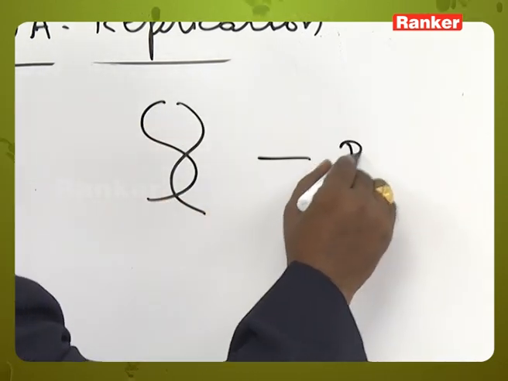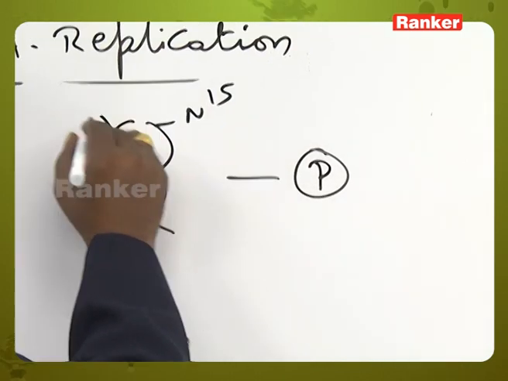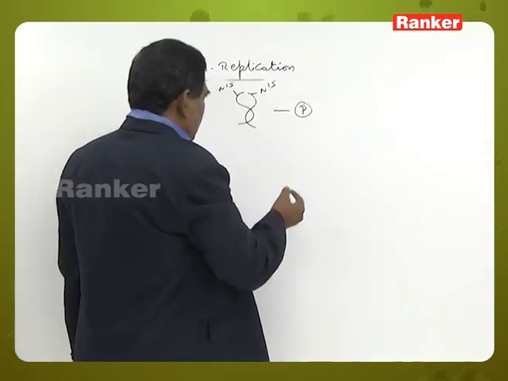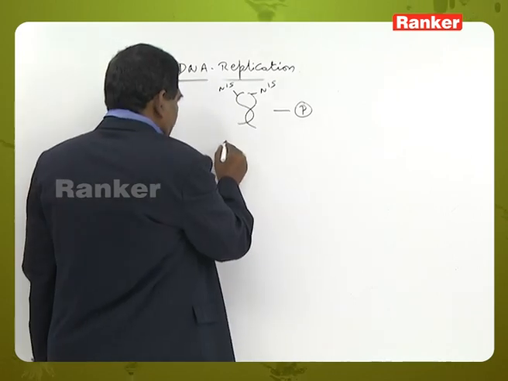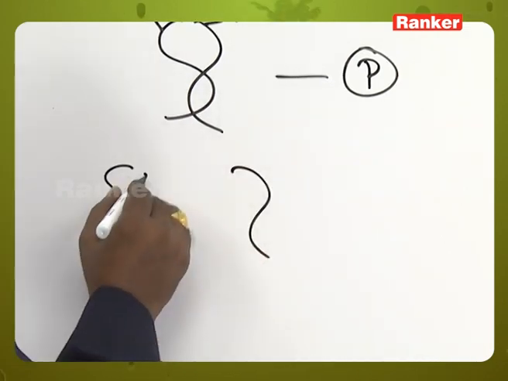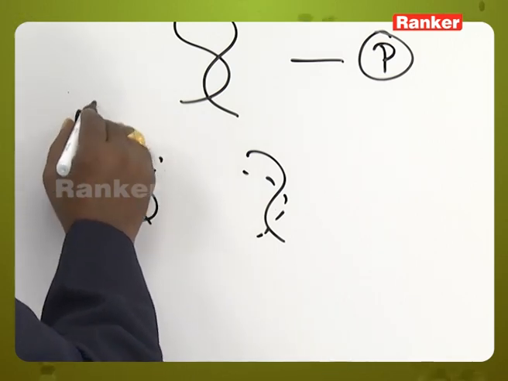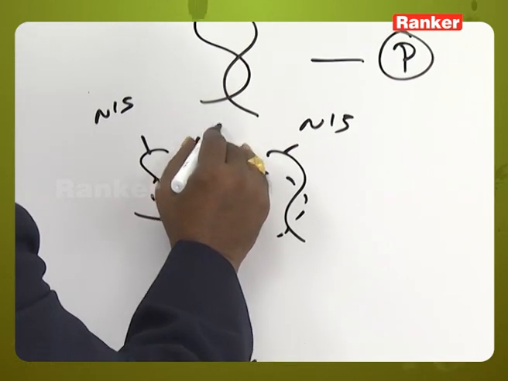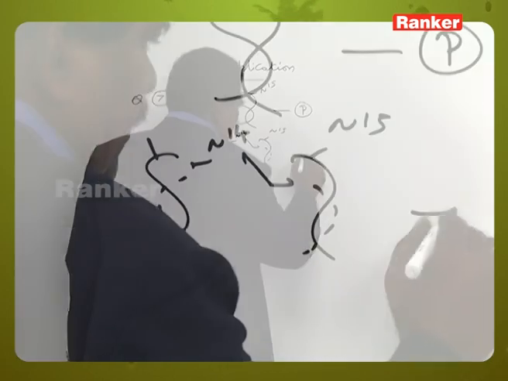It is the parental generation. Both strands are labeled with N15 and then allowed replication on N14 containing medium. In the first generation, it is the old strand N15, newly synthesized strand N14. It is the first generation.